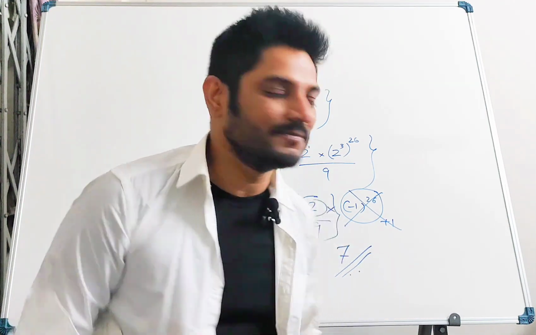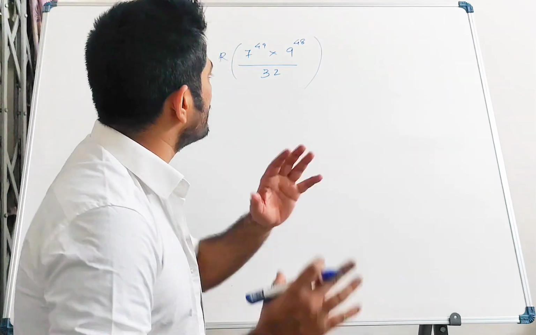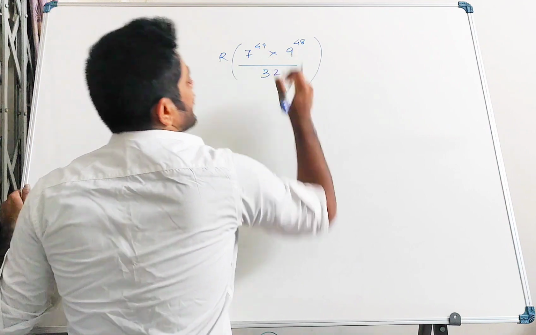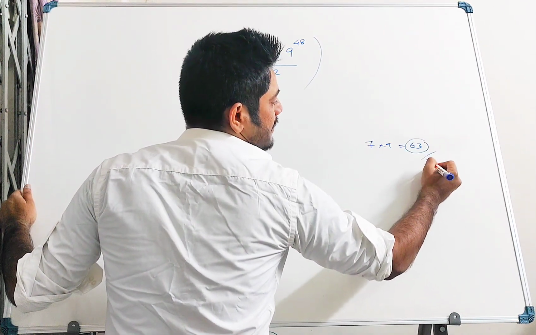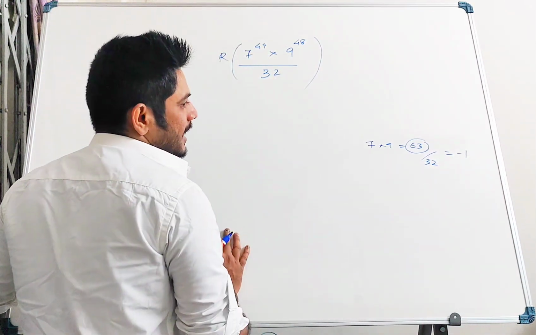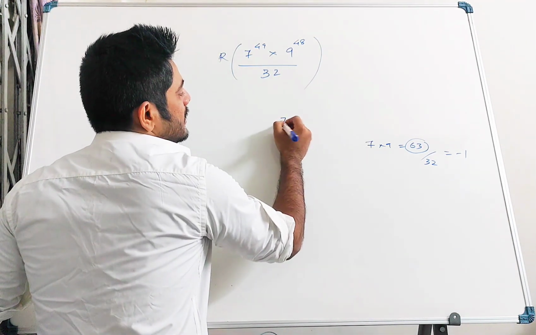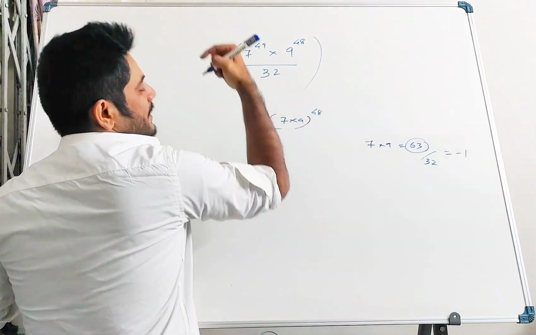Let's do one more example. So let's try this example. Here we have 7 raised to 49 and 9 raised to 48. Clearly 7 and 9, if I multiply, I get 63. And 63 by 32 gives me a remainder of minus 1. So purposely they have given it like that. So 7 raised to 49, 9 raised to 48, I can clearly eliminate 7 into 9 raised to 48, right? Because there's one 7 extra over here.